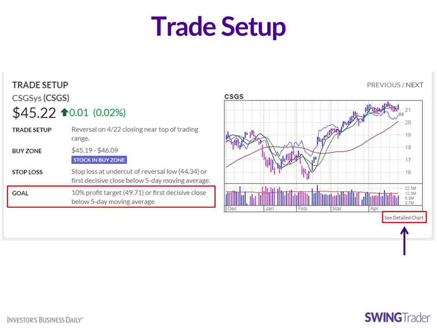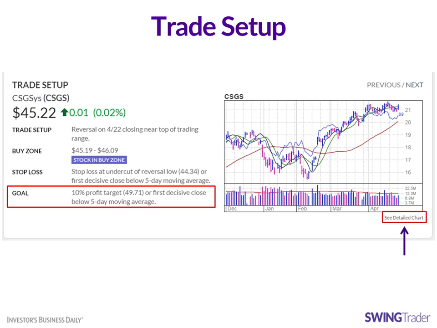I should also point out that if you're looking at current trades right now, you're going to see in the goal a lot more 5 to 10% because of the market conditions. We're kind of taking our profits a little bit quicker on these, so we're giving a range in which our profit target is hitting.